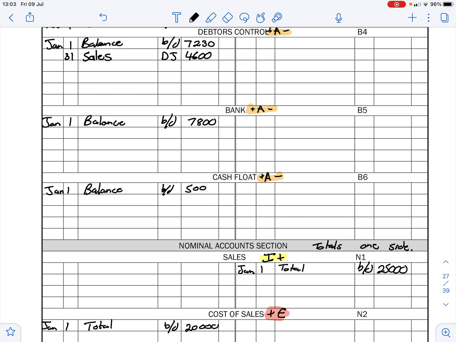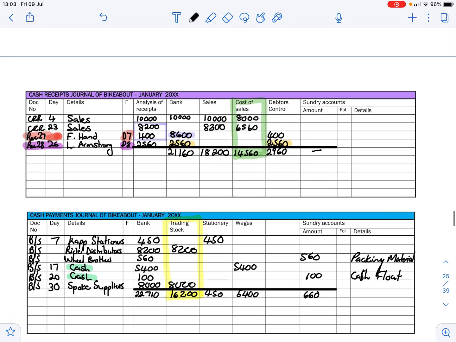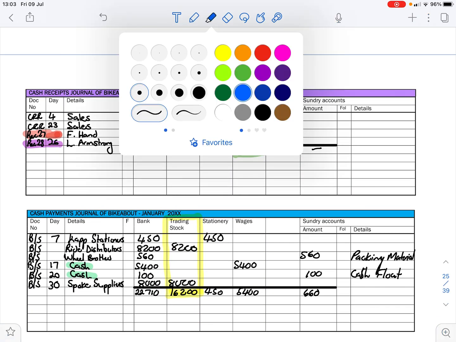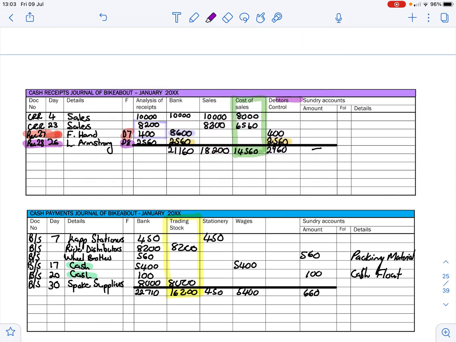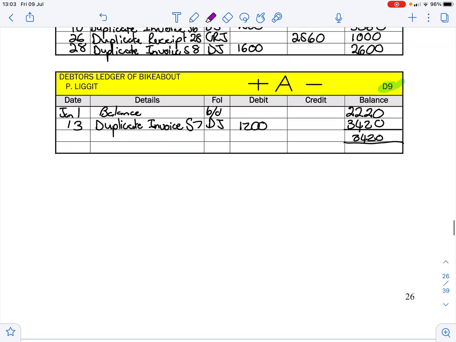When debtors pay us back, our asset decreases because they now owe us less money. So if we think about where we would receive these repayments, we would go up to our cash receipts journal, and in purple here, we would look at our debtors control column. This shows all the money paid back to us by our debtors for money that was owed to us. And throughout the month of January, we received 2,960 Rand from our debtors.